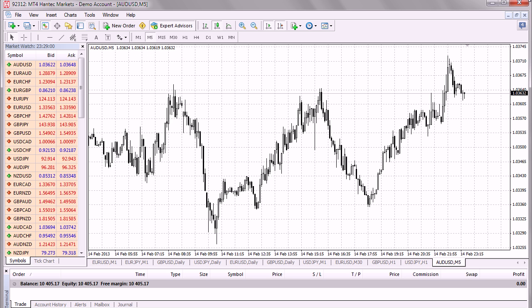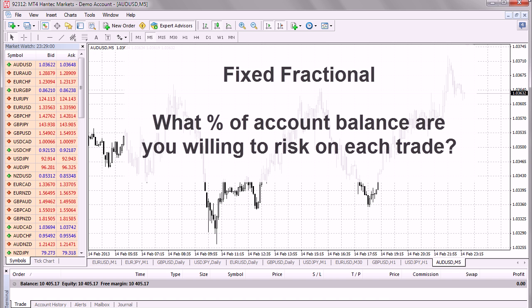One system that is quite popular and yet relatively simple is the fixed fractional position sizing methodology. Using this method, the trader predetermines what percentage of their overall account balance they are willing to risk on each trade, and then works backwards from that point to work out how large a position they're able to take, given the proposed entry level and planned stop-loss level.